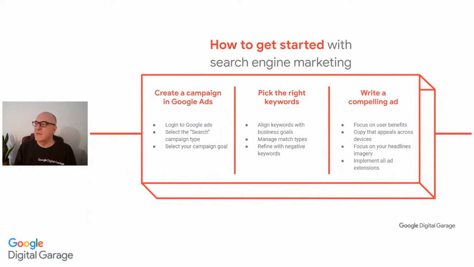Now we've got in the middle, pick the right keywords. So align your keywords with business goals and what your website is trying to achieve. You can manage the match types, and you can refine with negative keywords. Negative keywords mean that if there is a similar word in use that refers to a different type of business to yours, but the word's the same, that you can actually eliminate people seeing your ads if they're in a different type of business with a similar name.